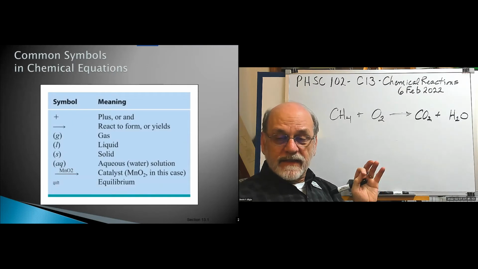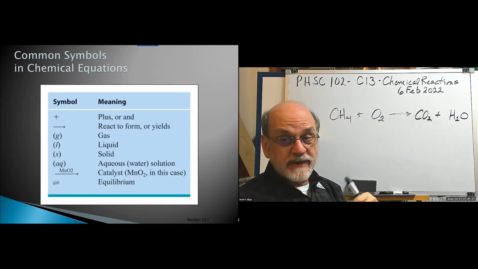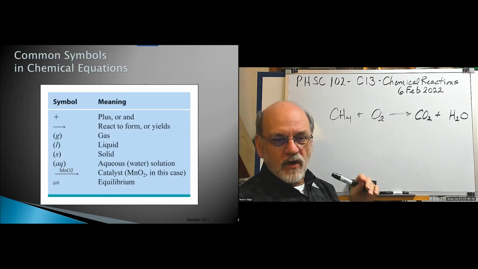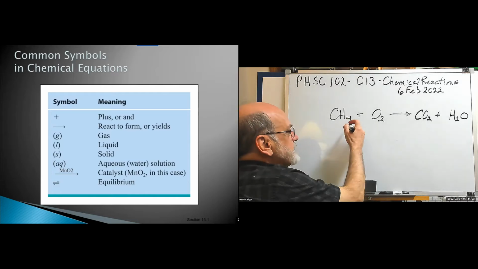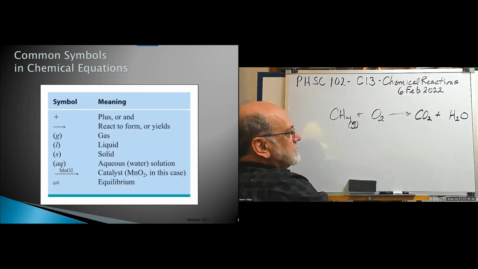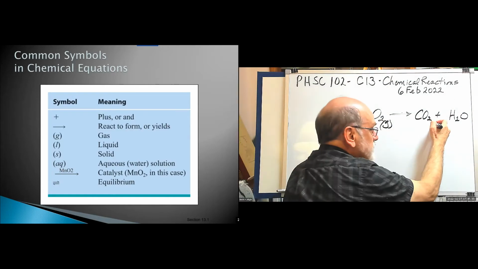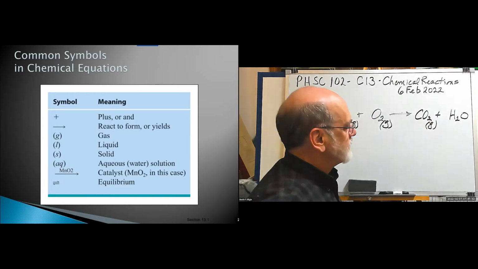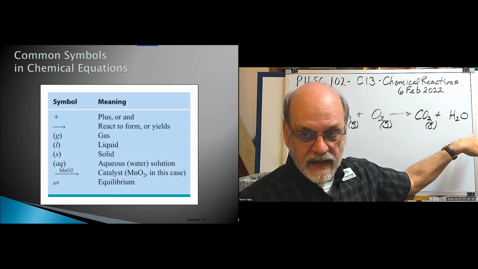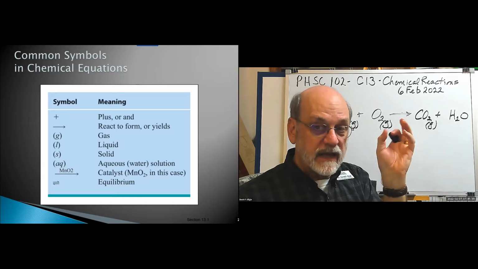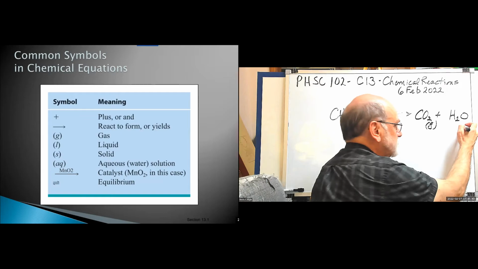Now, another thing that we do when we write these equations, sometimes it's important, in fact, sometimes it's essential, that we know what their phase is. So in this case, the phase would be gas. In this case, the phase would be gas. And this one's a gas. If we allow this one to condense, it will become a liquid at room temperature, but in the flame itself, it's still a gas.